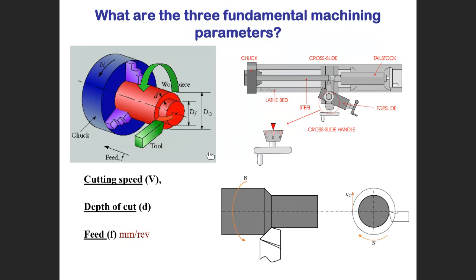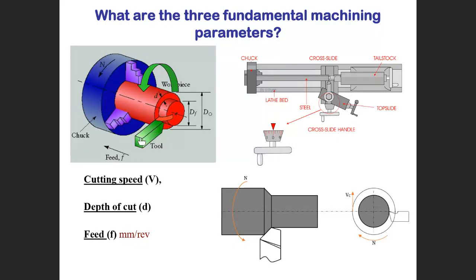There are three fundamental items in machining: the cutting speed, depth of cut, and feed. This is a kind of relative motion between tool and workpiece. Without the relative motion between tool and workpiece, the cut will not happen. Cutting speed is obtained by the rotational speed of the workpiece. When the workpiece is rotating, this is the cutting speed.